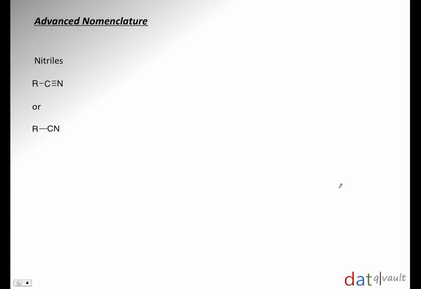Alright, let's take a look at our final functional group, and those are going to be nitriles. Nitriles have this form right here, where a carbon is triple bonded to a nitrogen. The R group in this case is going to be any alkyl group again. Nitriles can also take this form, where instead of drawing out the triple bond, the nitrogen is just drawn out right next to the carbon.